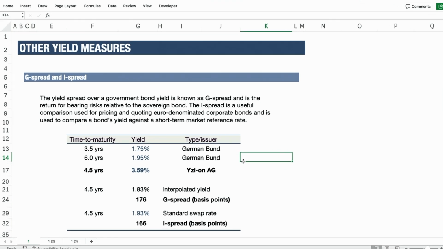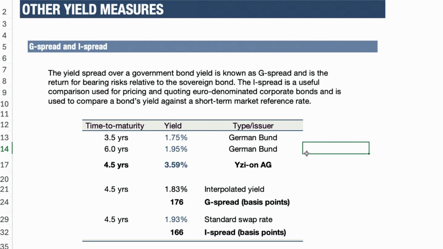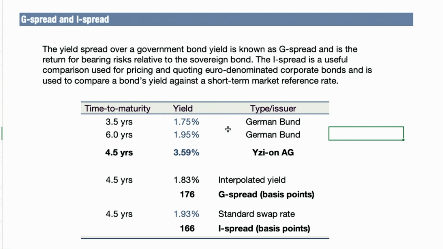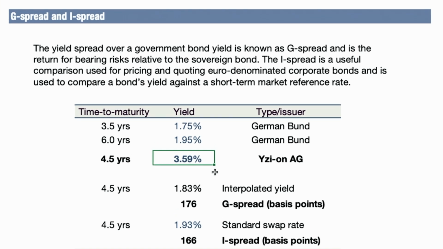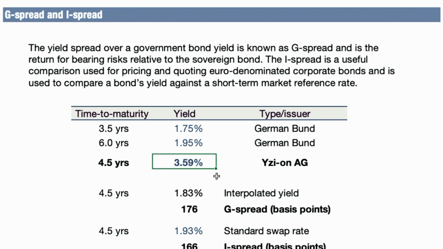For example, take a look at this 4.5-year corporate bond issued by Easy On Again, with an annual coupon whose yield to maturity is 3.59%. We want to determine its G-spread over the relevant risk-free government bond, that in this case is the German Treasury bond. But we don't have any corresponding maturity. What we have is a longer maturity bond and a shorter maturity bond. Interpolation will have to do.